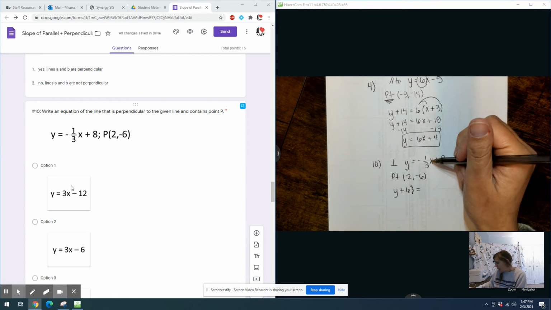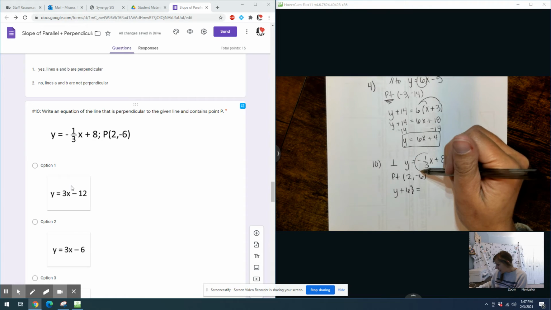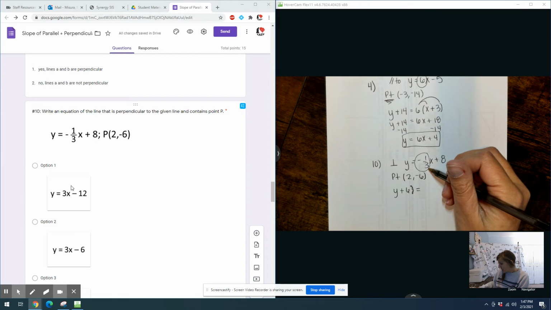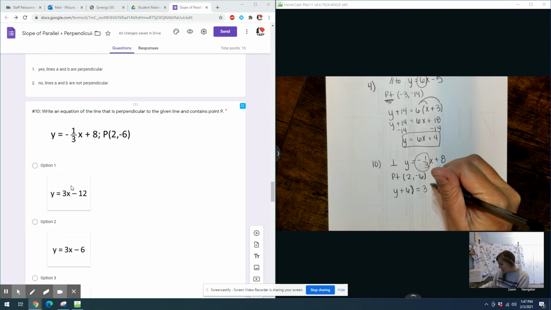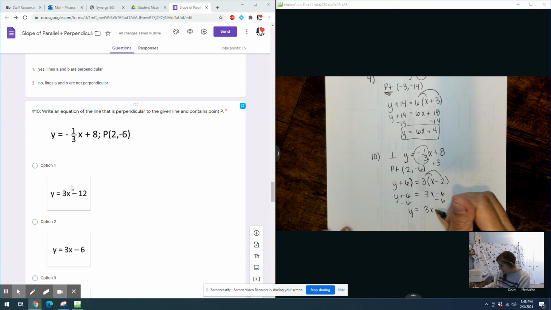equals, now my slope, because it's perpendicular, has to be the opposite reciprocal of that. So opposite will make it positive, and when I flip 1/3, it becomes 3. So my slope has to be 3, parenthesis x minus x, which is 2. And then just like on the last one, we got to distribute and get y alone. So we'll have 3x minus 6, and then I'll subtract 6 both sides. So y equals 3x minus 12.